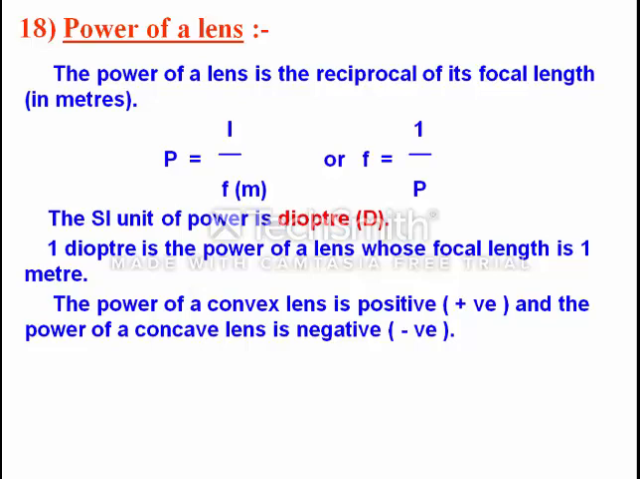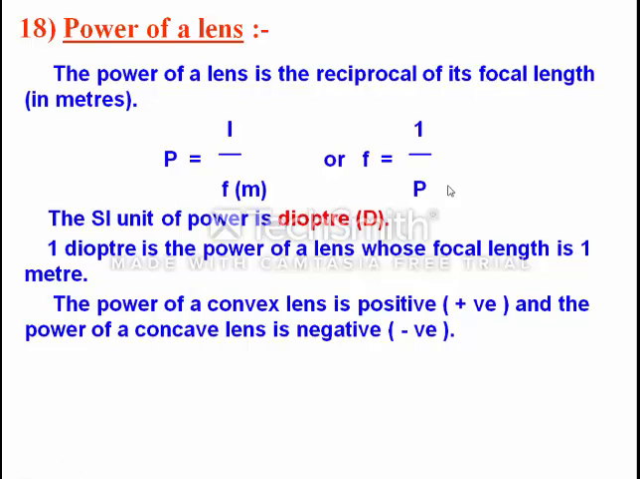What do I mean by power of a lens? Simply, the power of a lens is the reciprocal of its focal length. Power of a lens is the reciprocal of its focal length. The formula is P is equal to 1 upon F, where F is in meter. And the SI unit of power is diopter.